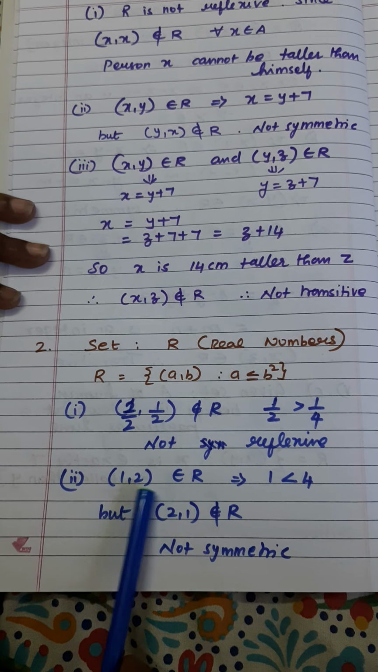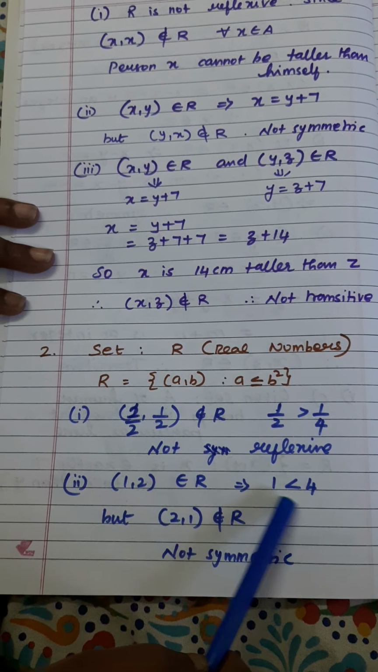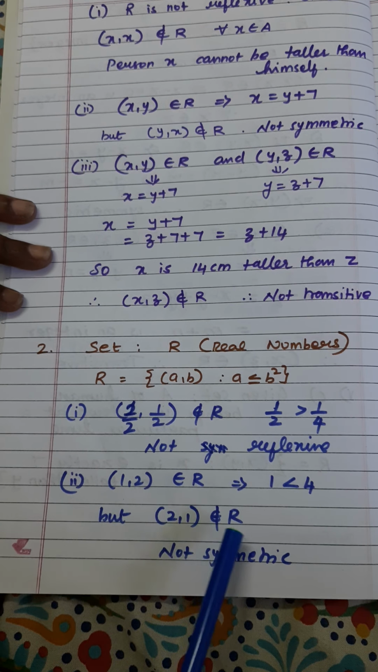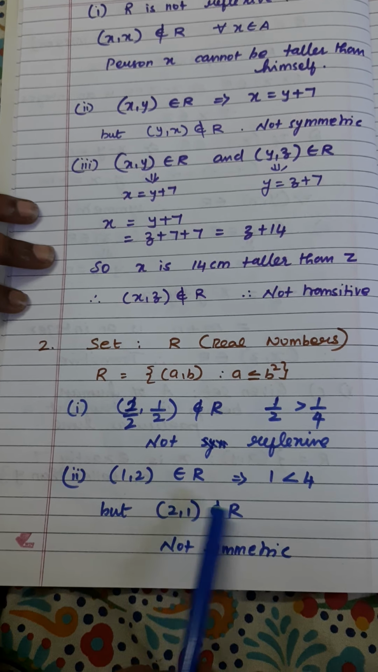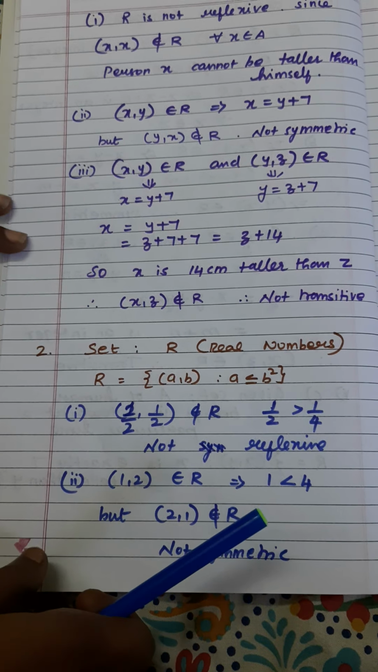Symmetric: (1, 2) belongs to R, implies 1 less than 4, but (2, 1) doesn't belong to R because 2 is greater than 1, so it is not symmetric.